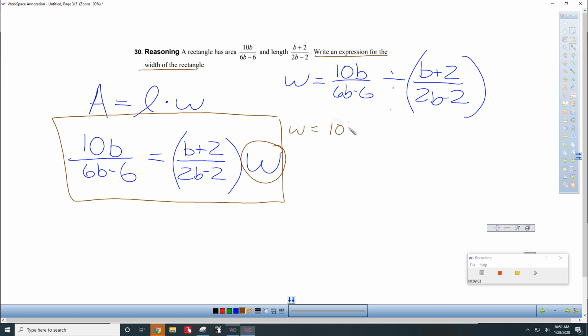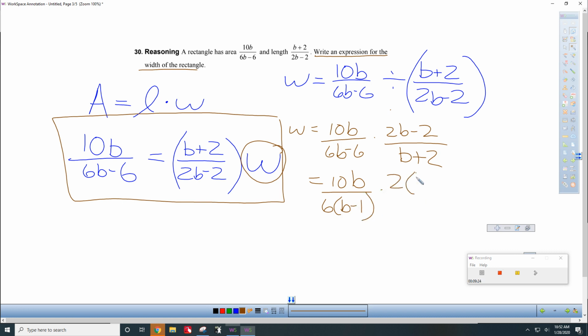So we can say 10b over 6b minus 6 times 2b minus 2 over b plus 2. Factor. 10b over 6 times b minus 1 times 2 times b minus 1 over b plus 2. All right, here we go. We got to do some cross-canceling. b minus 1 and b minus 1 cancel. That's a 5, and that's a 3.